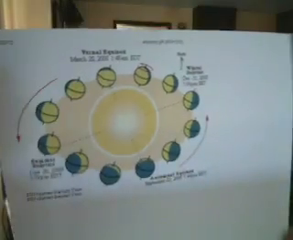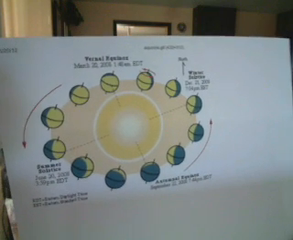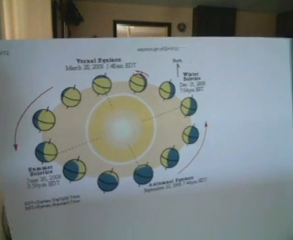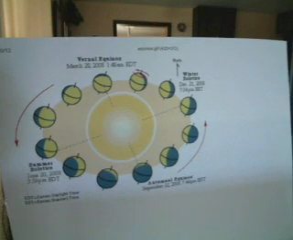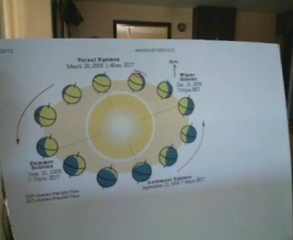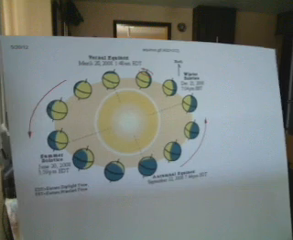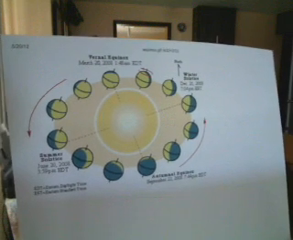And here's a picture of how night is and how day is for each part of Earth, with the winter solstice, the summer solstice, the autumnal equinox, and the vernal equinox.